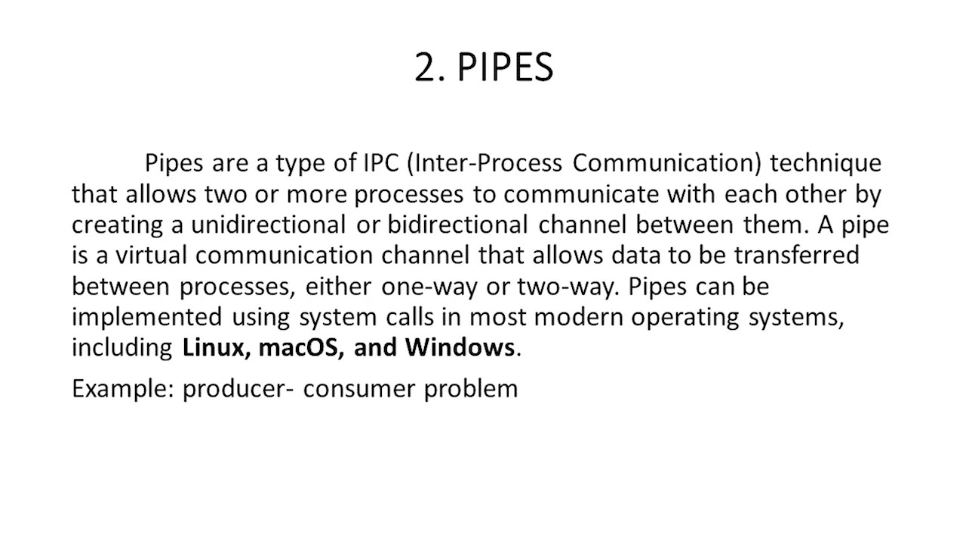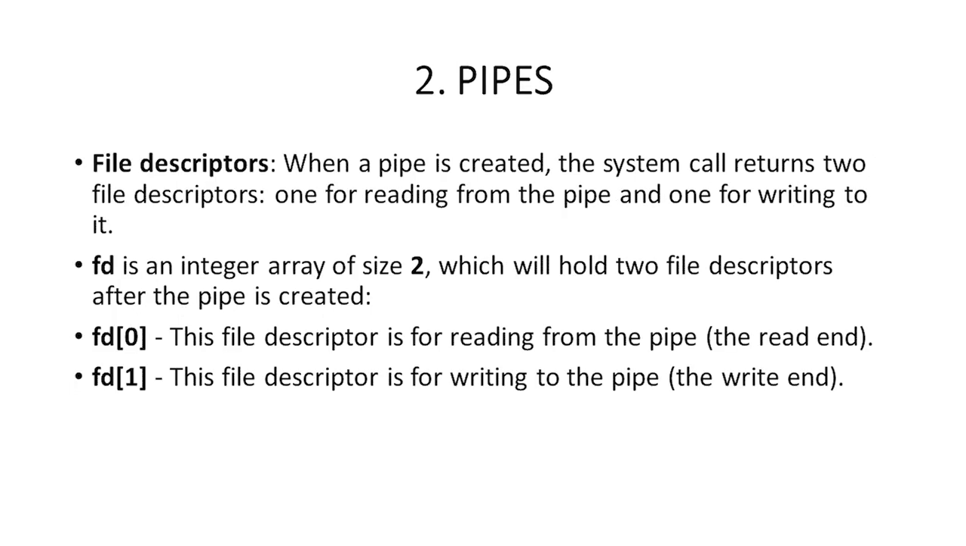The second one is pipes. We are going to see that the pipe is implemented with the help of an array with indexes of size two, 0 and 1.